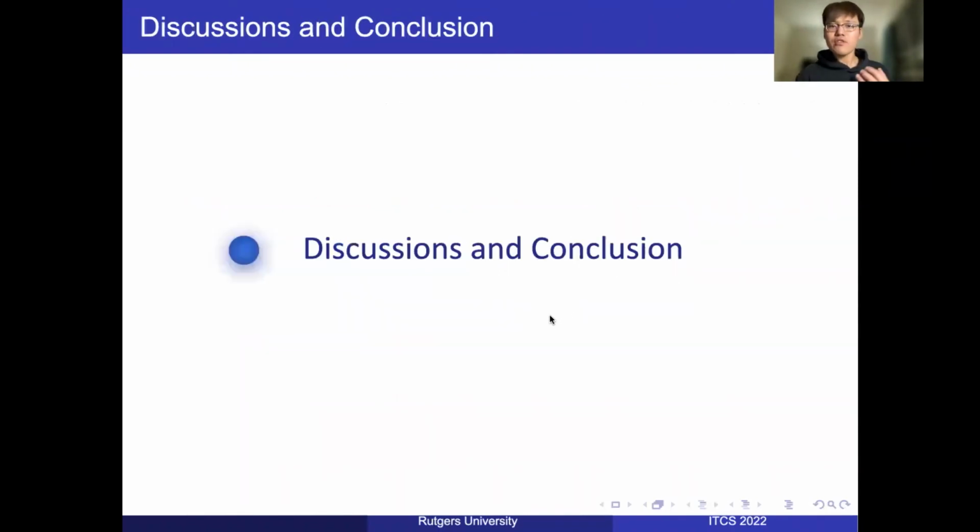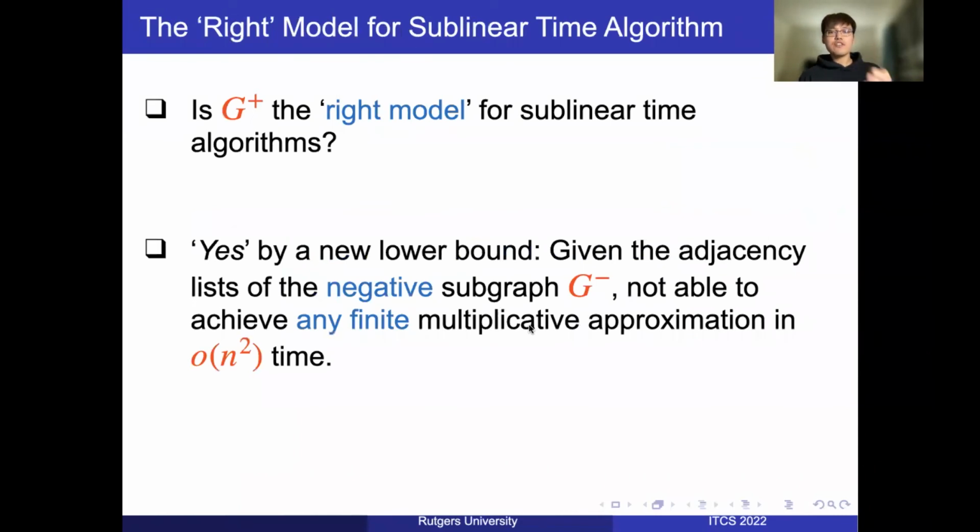So let me conclude by adding some remarks. The first remark is about the right model for sublinear time algorithms. We know that under the standard adjacency list model, there is no finite multiplicative approximation. And under the G plus model, we have a constant approximation. So is G plus the right model? More or less, we can say yes, because we also give a lower bound if we are given the negative subgraph G minus instead. Still, with a small-o of n square queries, we cannot achieve any finite multiplicative approximation. So G plus is the most natural one for us to work on.